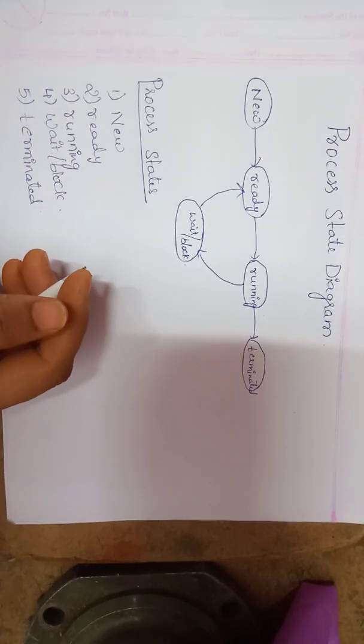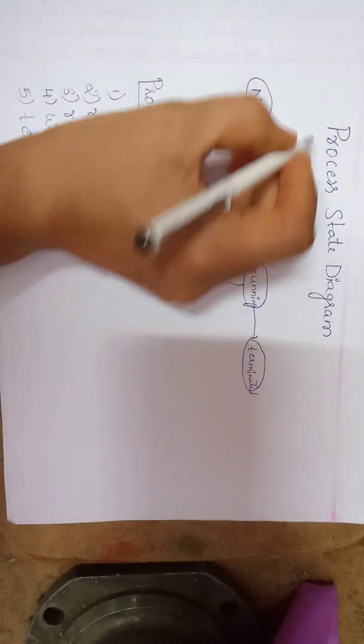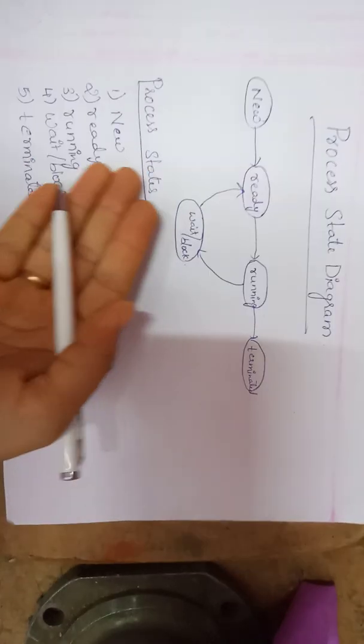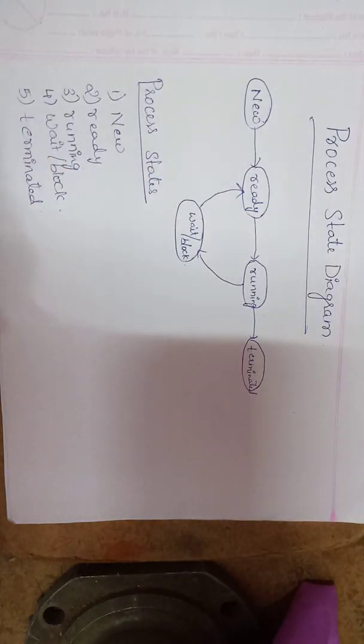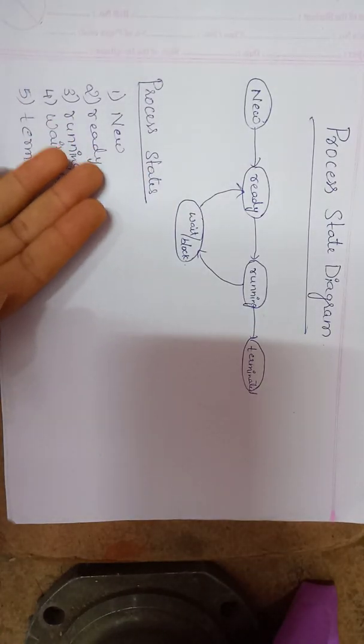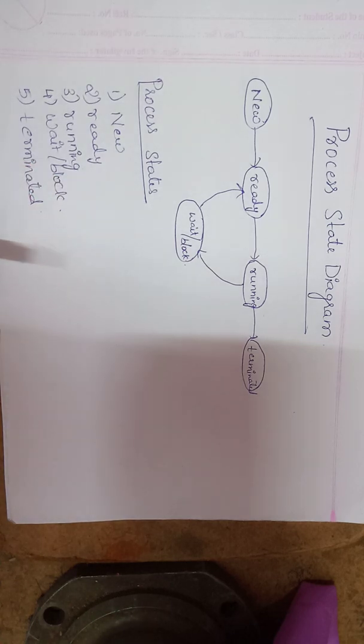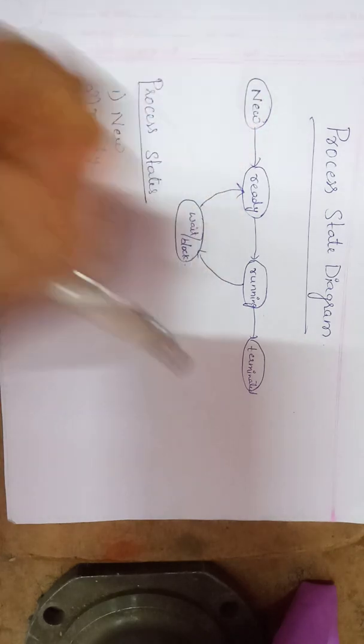Good morning to all. Today we are going to discuss the process state diagram and the states of the process. Here there are 5 states in the process. First one is the new state, ready state, running state, wait or block state and terminated state. First we will discuss the new state.